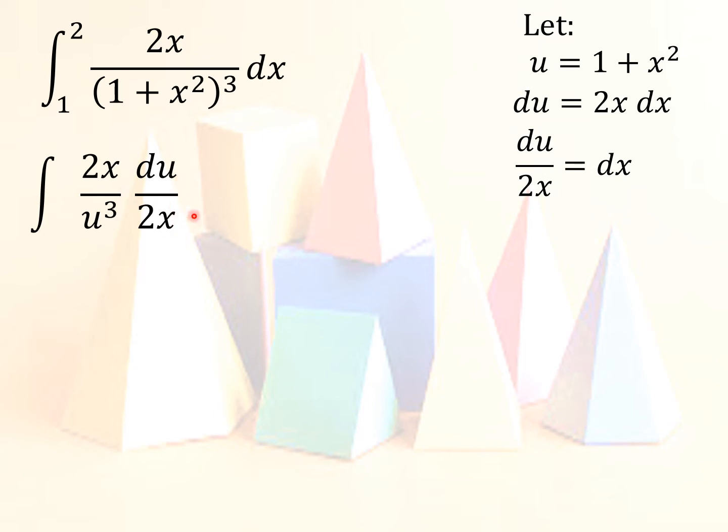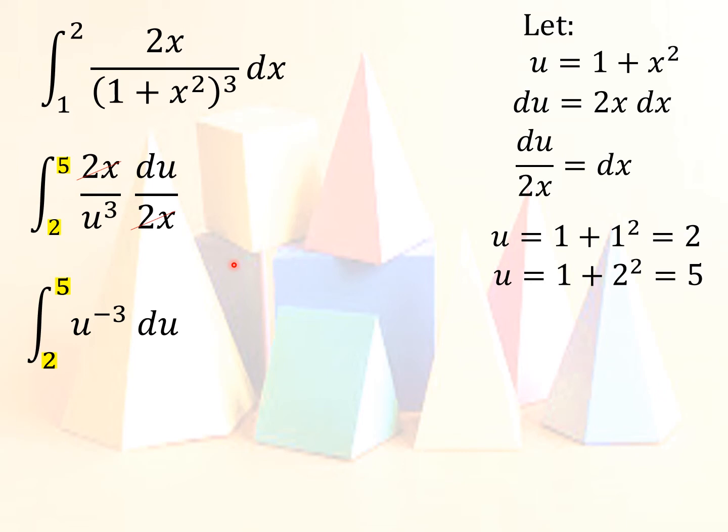From here, we can cancel 2x. But before that, let us have the new limits first, okay? The new lower limit: we are going to use u is equal to 1 plus x squared, and substitute your lower limit, 1. So 1 plus 1 is equal to 2. And for the new upper limit, we are going to substitute 2. So 1 plus 2 squared is equal to 5. And from here, we can cancel already 2x. It is equal to 1, so no need to write.